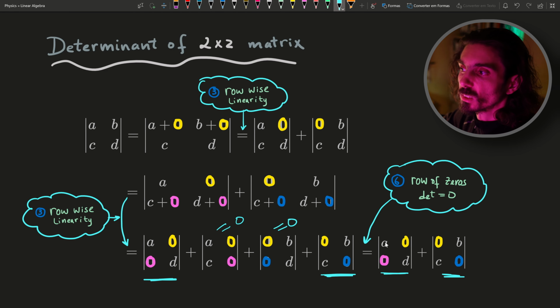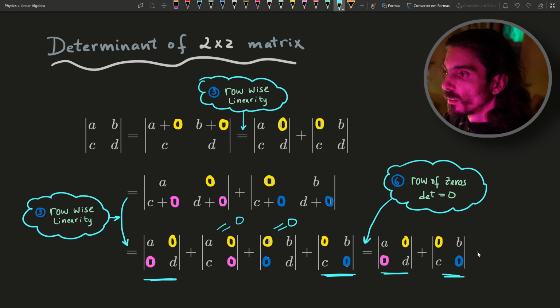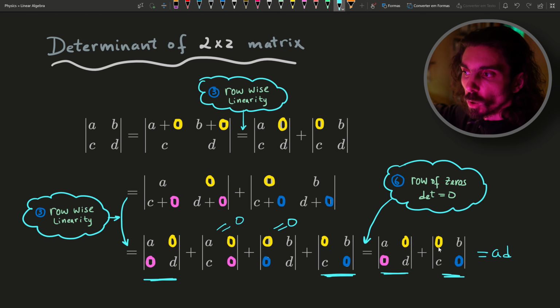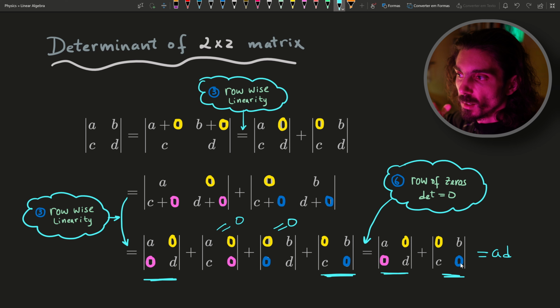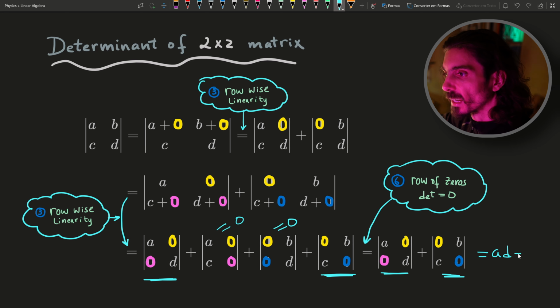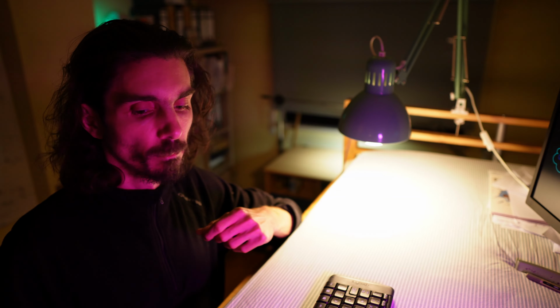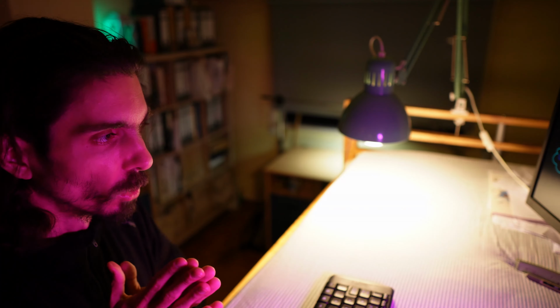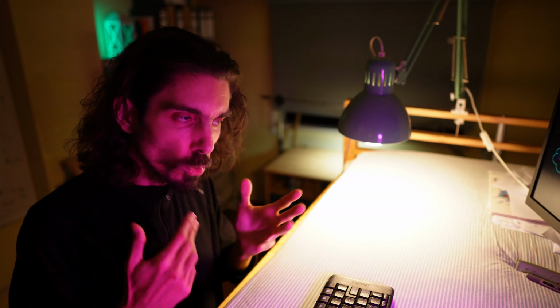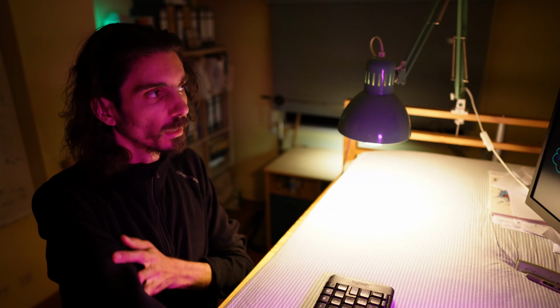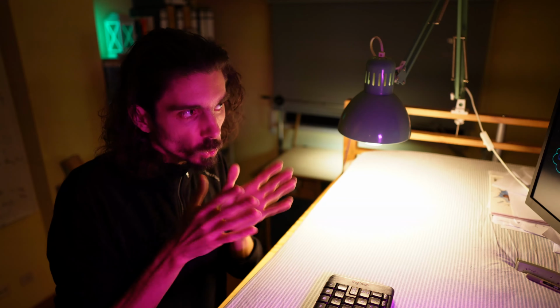For the determinant of the first, you use again row-wise linearity to pull out A and D. So I get A D. Here I flip the two rows. I get the first row as C 0 and the second row 0 B. I pull out the B, I pull out the C, and I get a minus sign because I flip the rows. Minus B C.